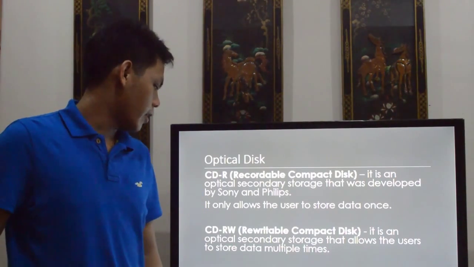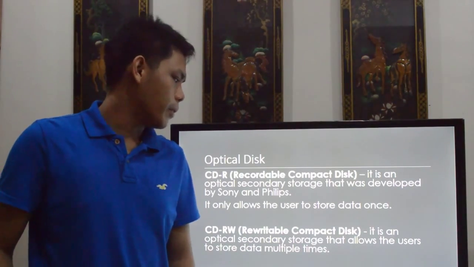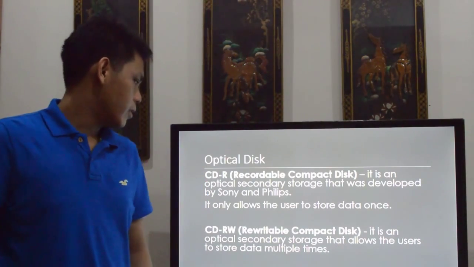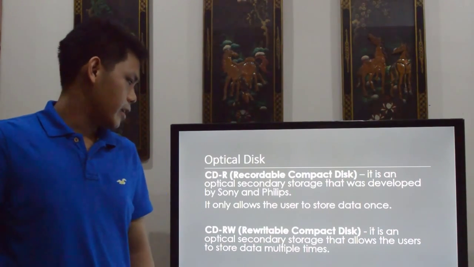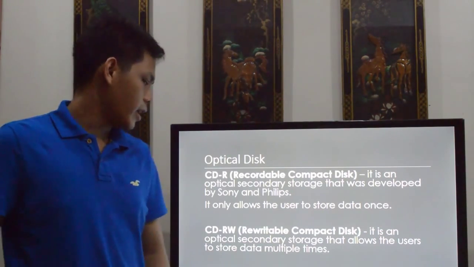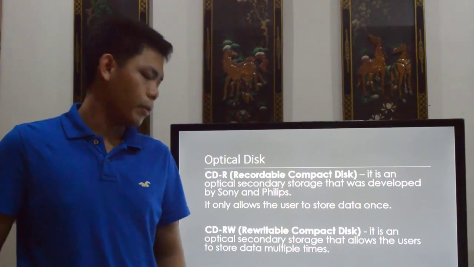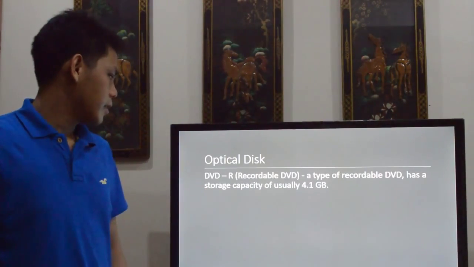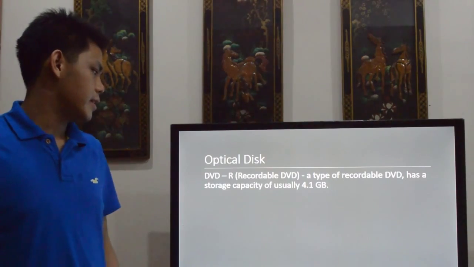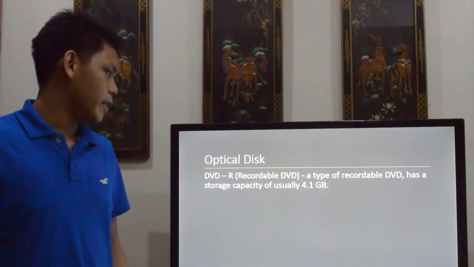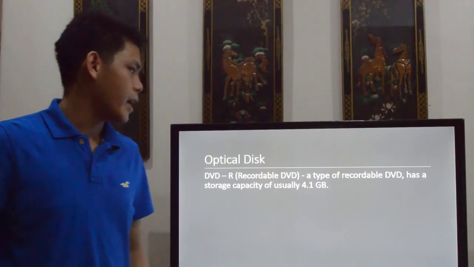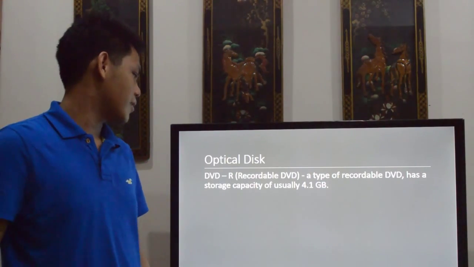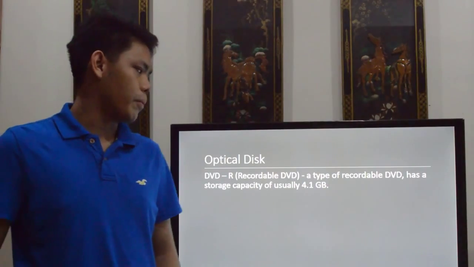Now, the CD-RW, or rewritable compact disk, is the same as the recordable compact disk, but it allows the user to store data multiple times. And this is the last type of optical disk, the DVD-R, or recordable DVD. This type of recordable DVD has a storage capacity of usually 4.7 gig. Thank you.